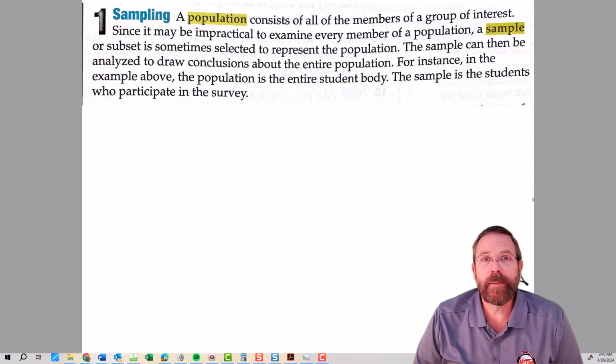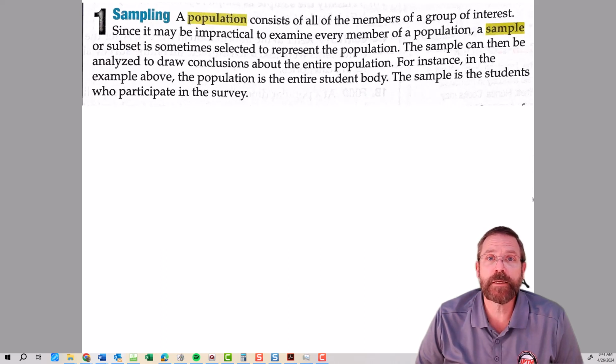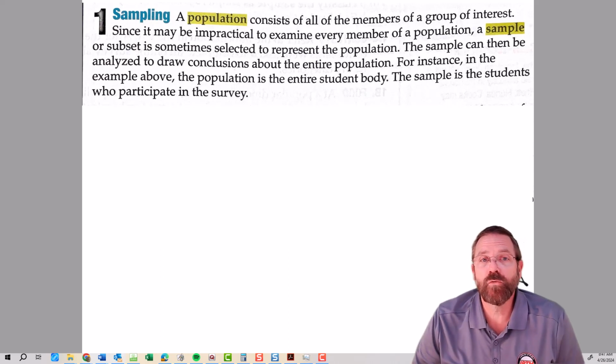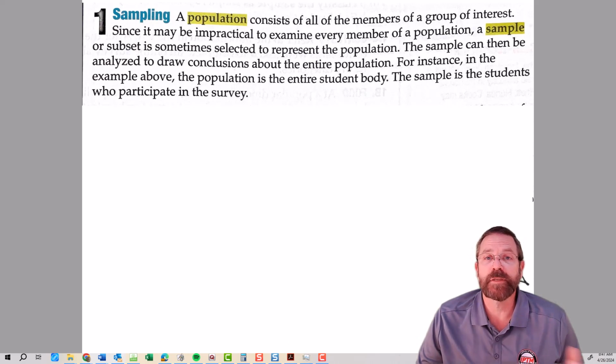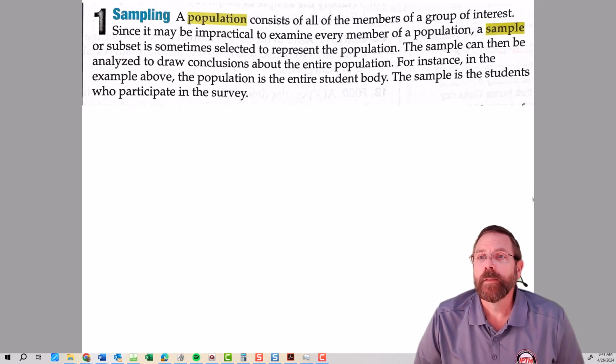Since it may be impractical to examine every member of a population, a sample or subset is sometimes selected to represent the population. If you think about it, it'd be hard to survey every person in the United States, but you could select a group of people in the United States to represent the entire opinion. The sample can then be analyzed to draw conclusions about the entire population.